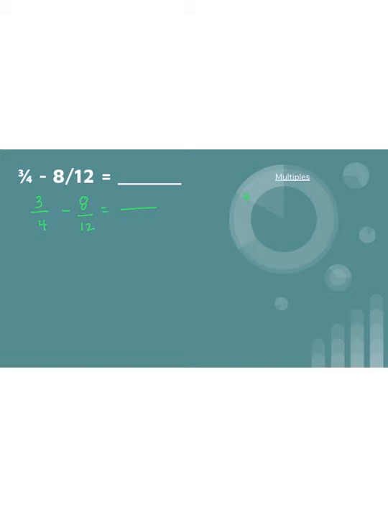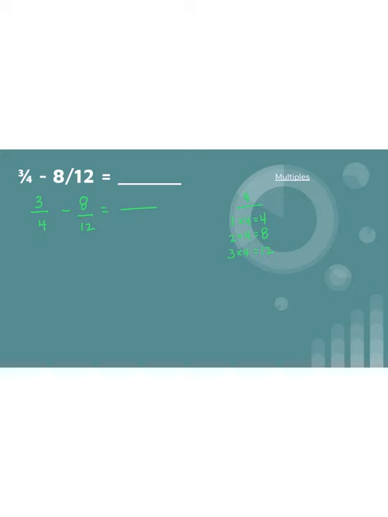I'm going to start with my smallest one, which is my 4. So 1 times 4 equals 4. 2 times 4 equals 8. 3 times 4 equals 12. And right there I see I have a 12, and my denominator for my 8/12 is a 12, so I can just stop right there.